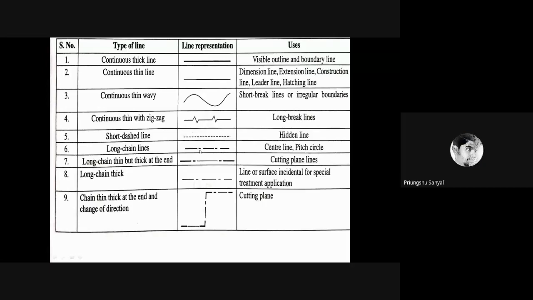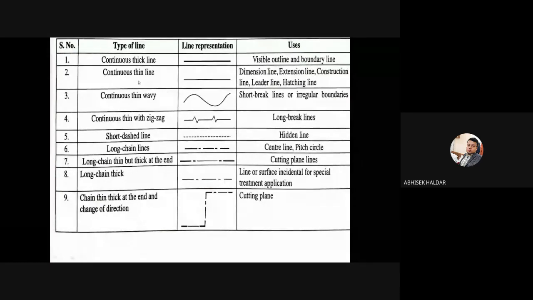Can you please explain number 2 and number 3 again? Number 2 is very simple. That is my continuous thin line. Whatever you draw, except the outline of any object, is drawn by continuous thin line. The difference between these two lines is the thickness, nothing else. The thick line will be only on the main boundary of the object. Other parts will be drawn by continuous thin line.